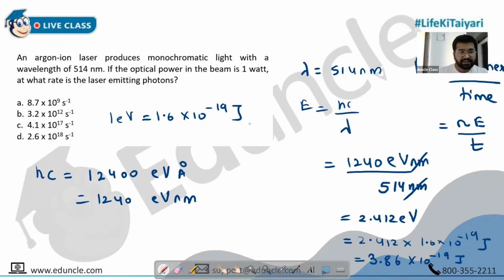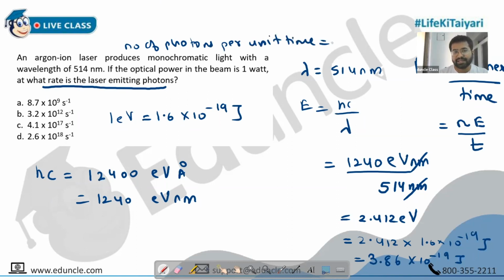So what is it that they are asking us? They are asking us at what rate the laser is emitting photons. It means they are asking you number of photons emitted per unit time. What is the meaning of it? At what rate the laser is emitting photons? It means number of photons per unit time. That's it. So they are asking you n by t basically, and now you know the answer.